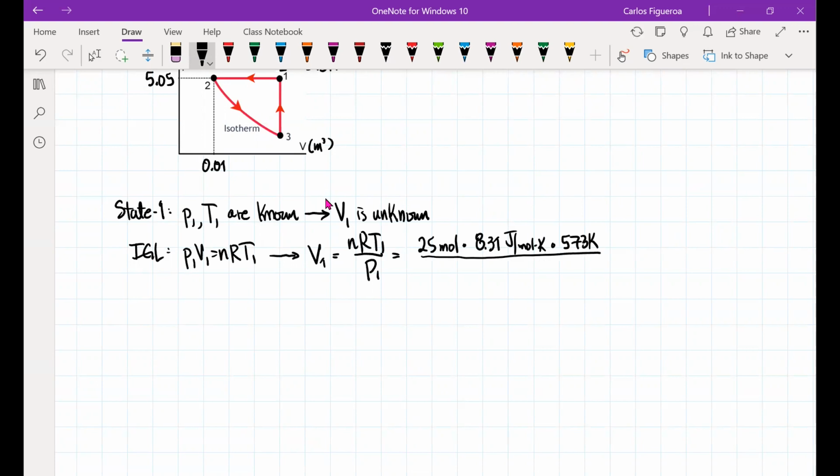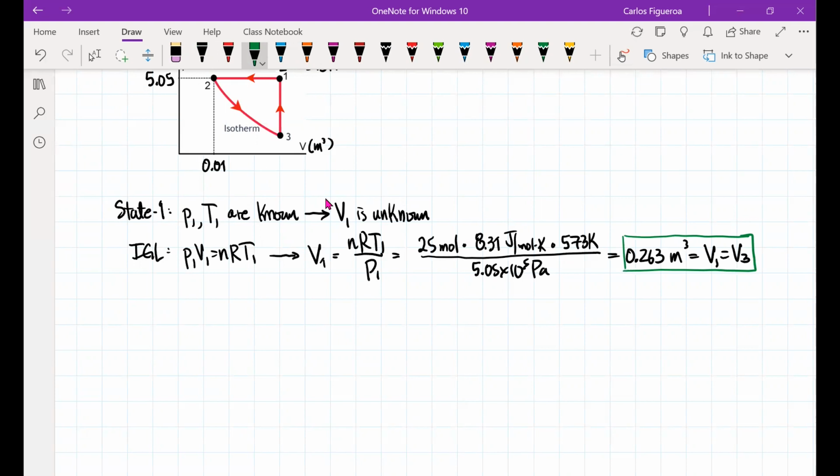And then if I look at the pressure, it's 5.05 times 10 to the 5 pascals. So this gives me a volume of 0.263 meters cubed. But volume 1 and volume 3 are automatically known now. So I got one of my unknown variables solved for.